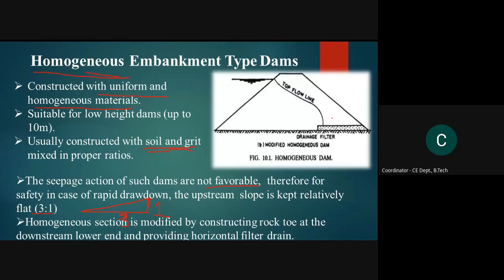Here in this picture, just look at this picture. Here the drainage filter is provided. In this kind of dam, this filter is provided in order to reduce the seepage flow, or to obstruct this seepage flow. This filter is constructed at the rock toe on the downstream side. This is also called the horizontal filter drain.